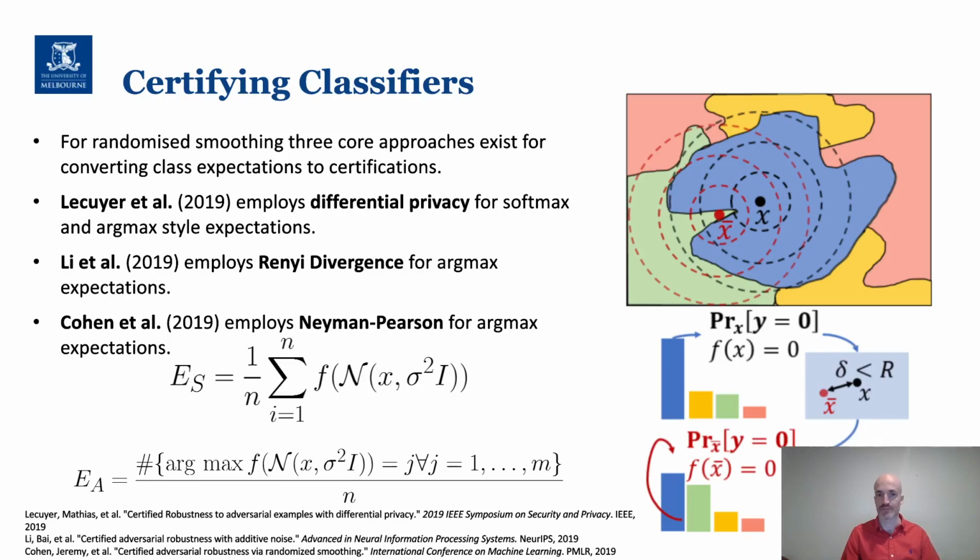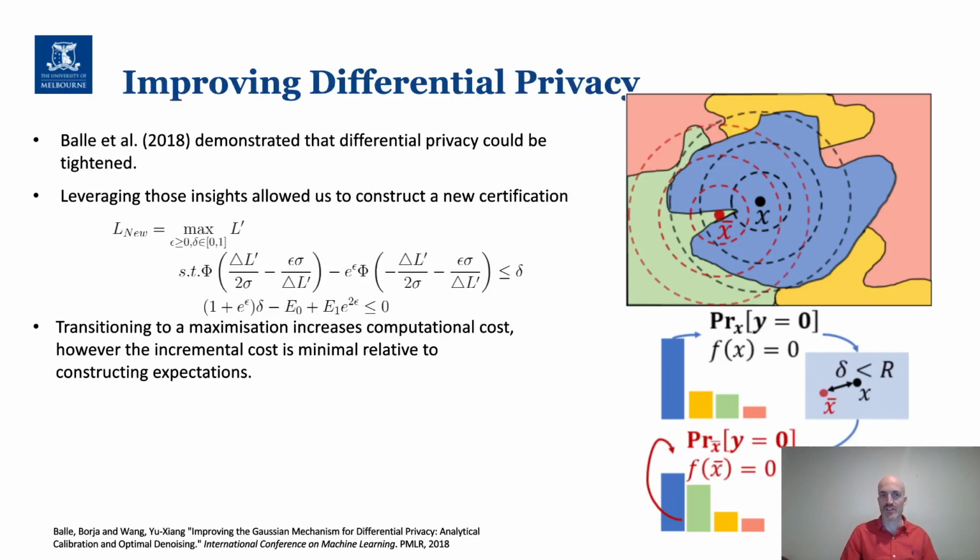And so by taking into account the advances made by Balle et al., we were able to construct a new certification scheme, which is shown in these equations here, that makes it possible to uniformly improve upon the performance of LaCoya for both softmax and argmax style expectations, and also has some promising properties when compared with Lee's approach and Cullen's approach.